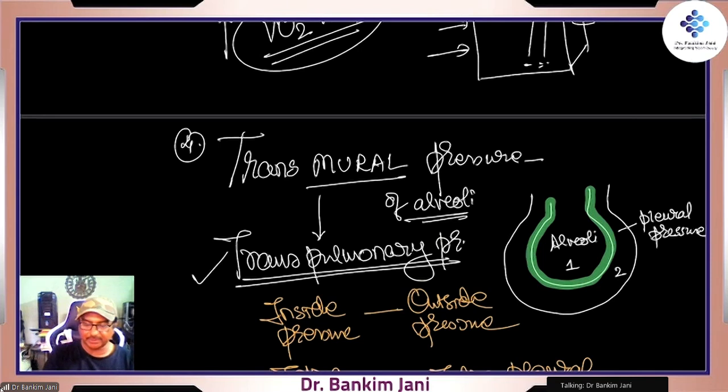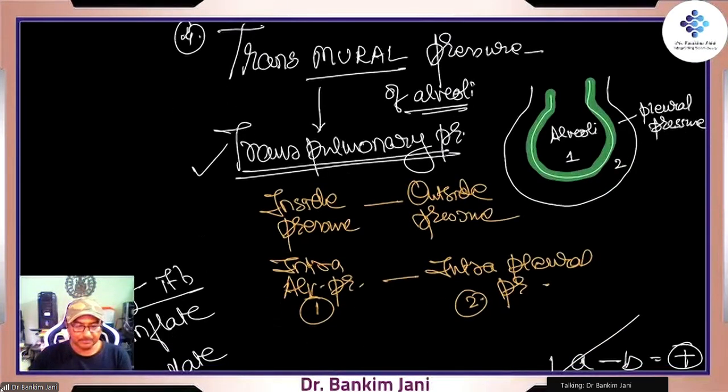And the fourth pressure is what is called the transmural pressure of the alveoli, or the transpulmonary pressure. So here, simply speaking, this is the alveoli and this is the pleural pressure, 1 and 2: inside pressure minus outside pressure. Inside pressure is the pressure inside the alveoli, and 2 is the intrapleural pressure, the outside pressure. Outside, who is there? That pleura, right? So pressure number 1 minus pressure number 2.